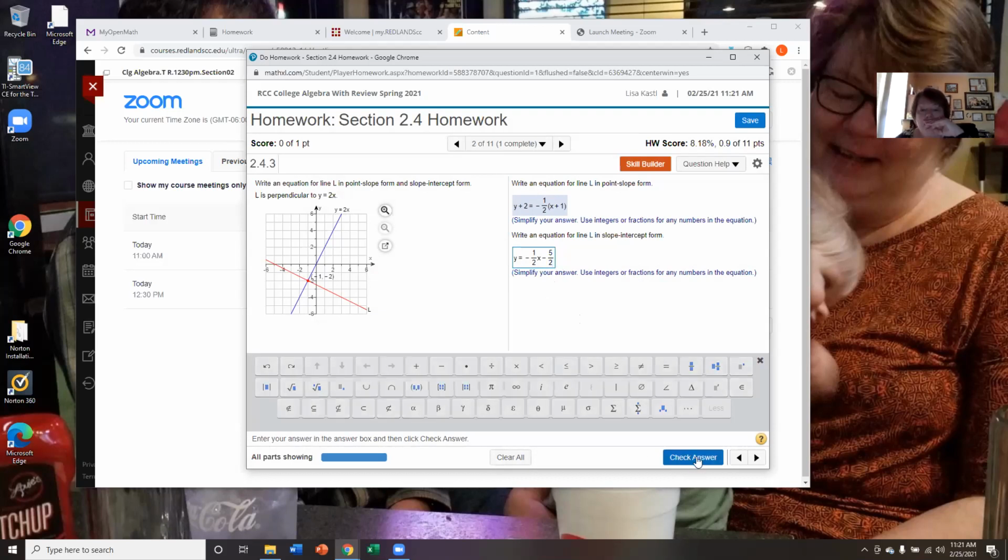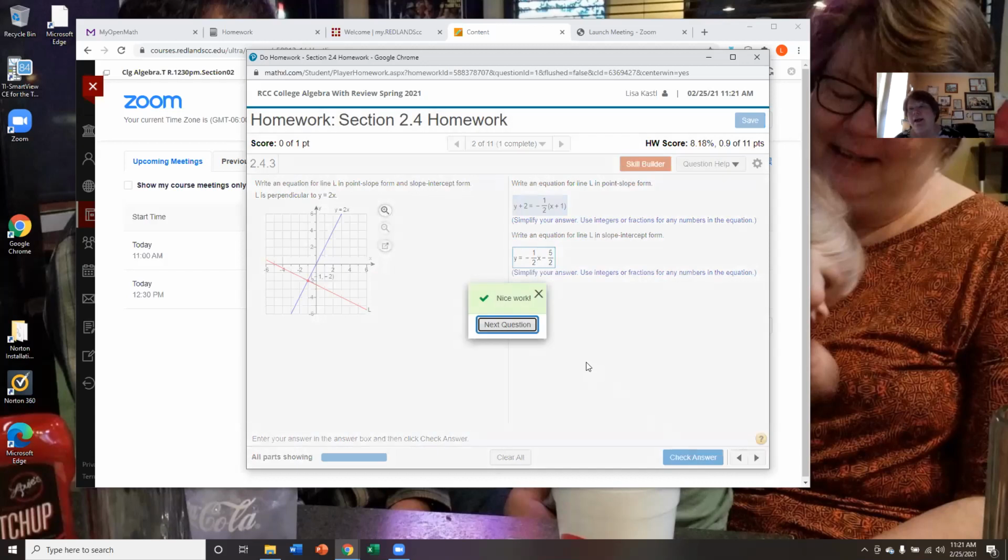Is that right? So, you know, it should accept -2.5. That's a problem with my math lab, not with the answer. If you want to be technical about it, there's no reason why you shouldn't be able to write those as decimals. As -0.5x minus 2.5.